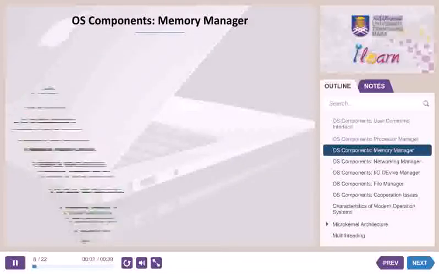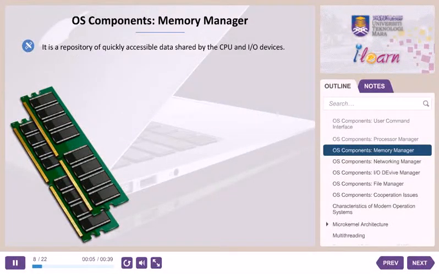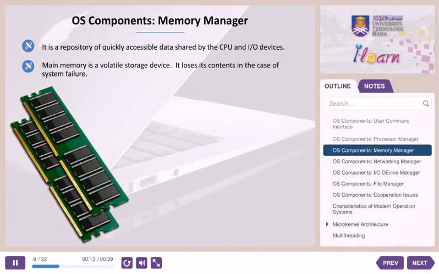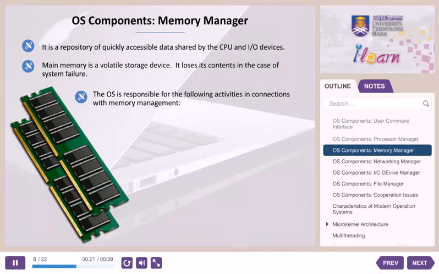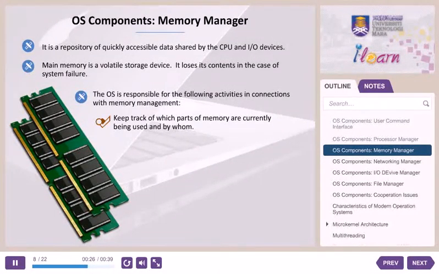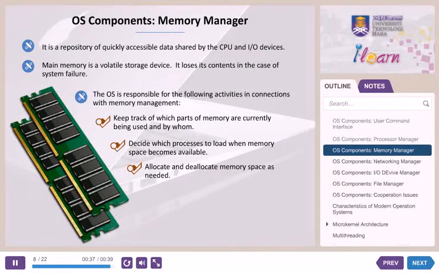OS components, memory manager. Main memory is a repository of quickly accessible data shared by the CPU and I/O devices. Main memory is a volatile storage device. It loses its contents in the case of system failure. The OS is responsible for the following activities in connection with memory management: keep track of which parts of memory are currently being used and by whom; decide which processes to load when memory space becomes available; allocate and deallocate memory space as needed.